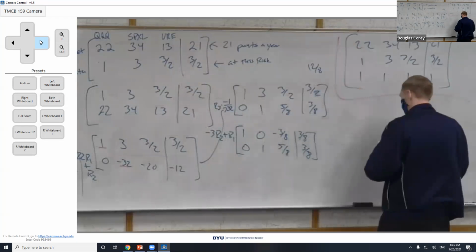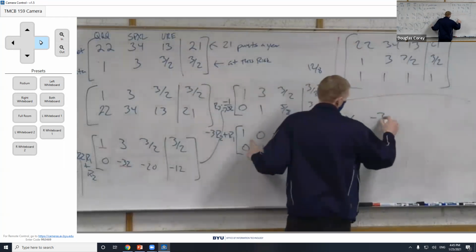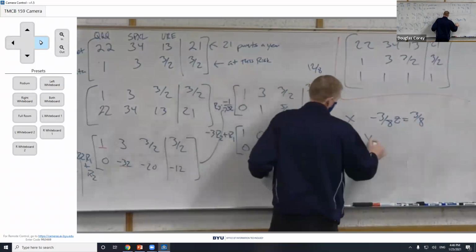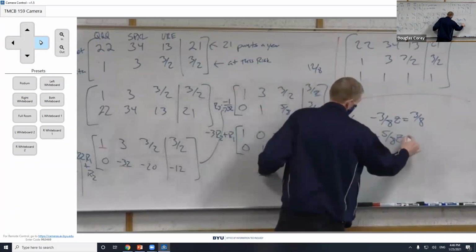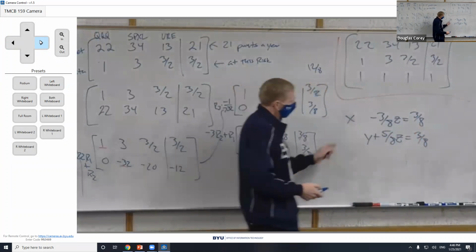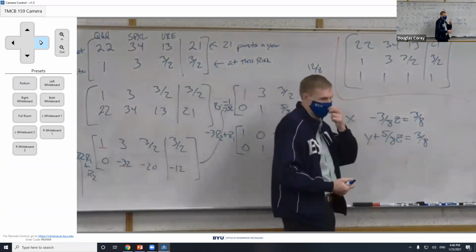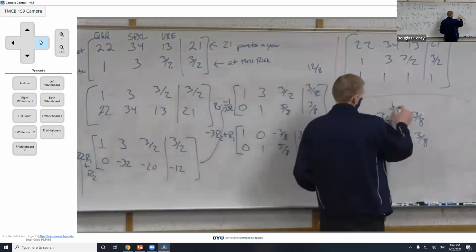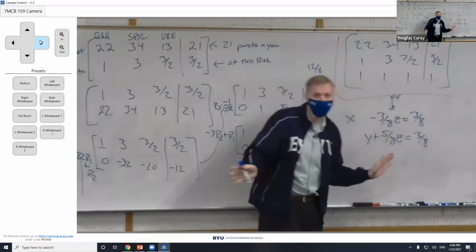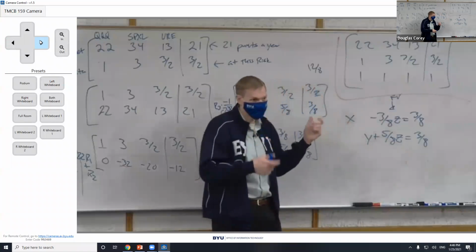I'm just going to try to separate that off there. So I can rewrite this as x minus 3/8 z equals 3/8, and y plus 5/8 z equals 3/8. And now I'm going to solve for x and y in terms of z. z is what's called a free variable. You'll learn more about this in the next pre-class video, but this means we can pick z to be whatever we want, and then after we pick z, x and y are determined.